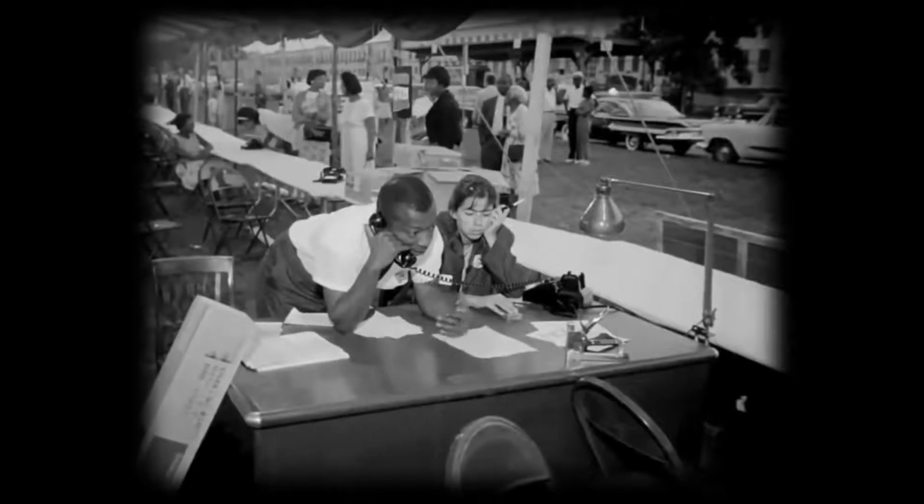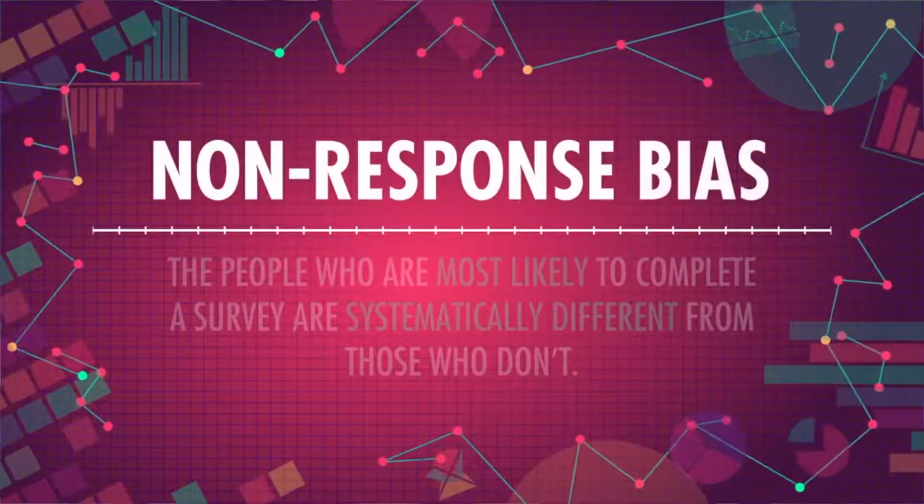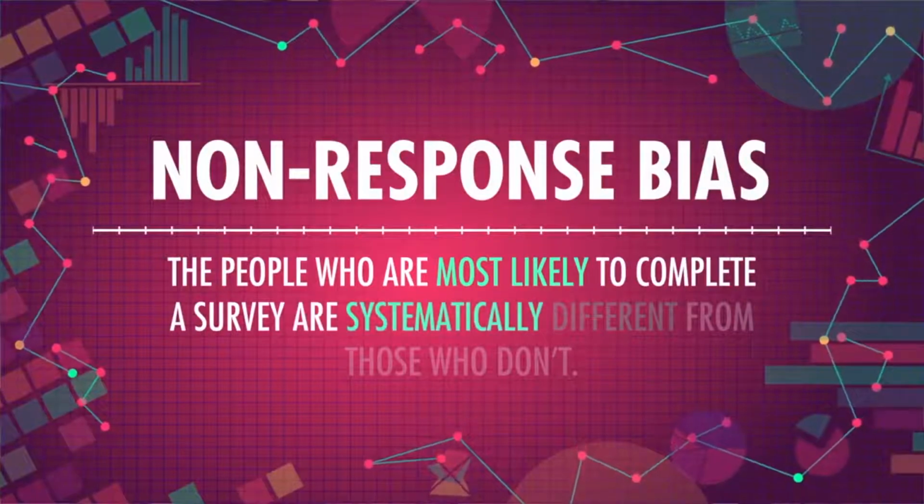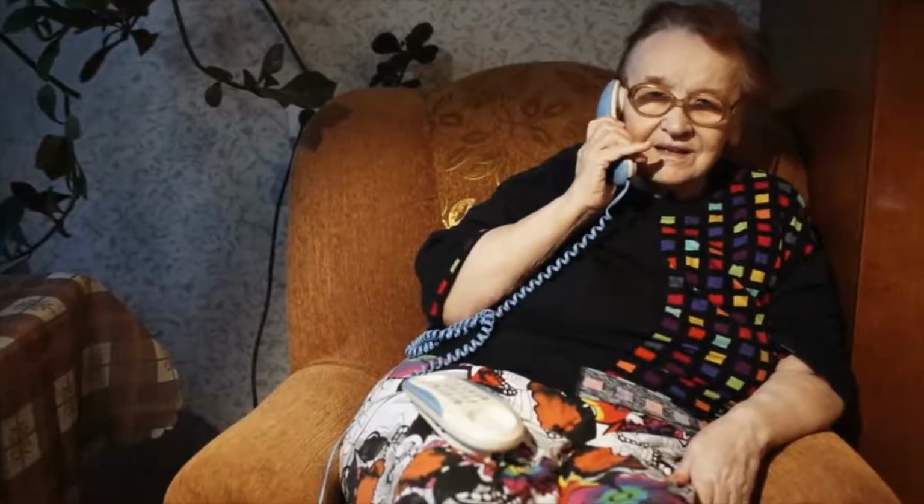When someone picks up, they're asked to take a survey. But here's where we hit our first issue. If people aren't forced to respond to the survey, we might experience something called non-response bias, in which the people who are most likely to complete a survey are systematically different from those who don't. For example, people with non-traditional working schedules like retirees, stay-at-home parents, or people who work from home might be more likely to answer a middle-of-the-day phone survey.